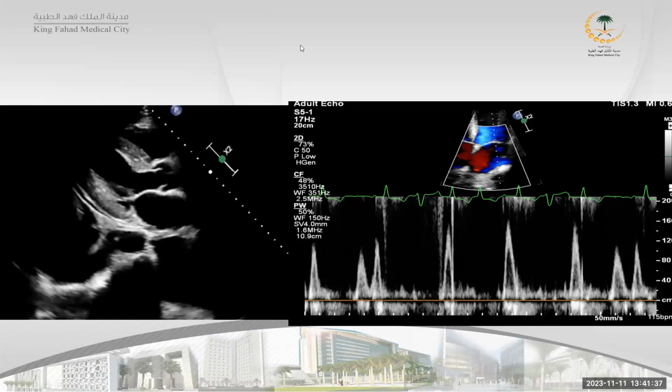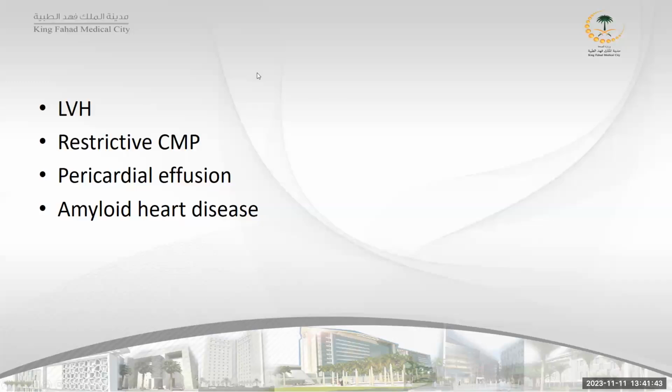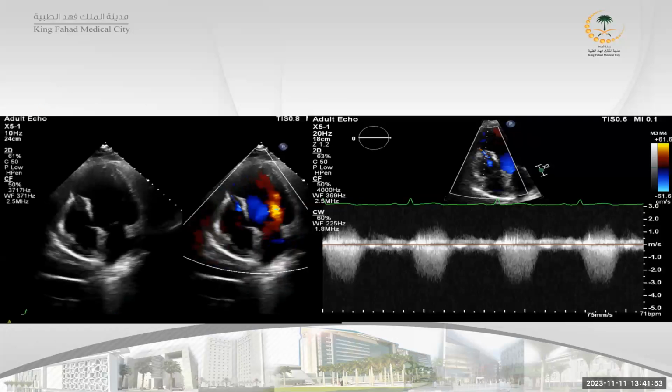Nice. Any question here? It is restrictive, yes. Restrictive cardiomyopathy. So you have to pick up LVH, restrictive cardiomyopathy, pericardial effusion, and if you have pleural effusion as well, left atrium dilatation, and amyloid heart disease. Okay, next.